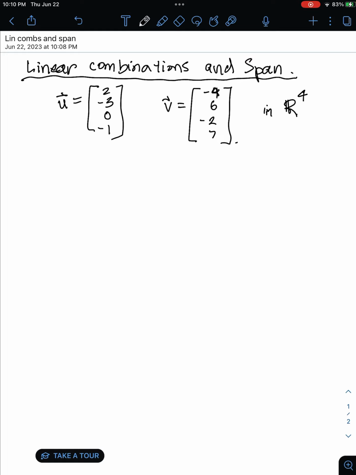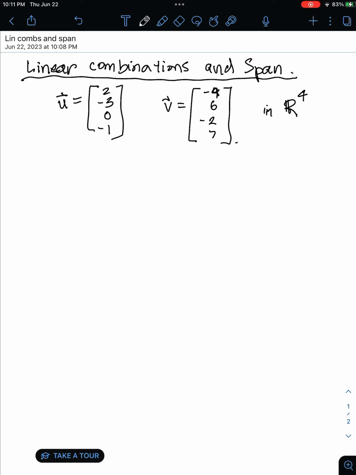And before I go on, some books will call these 4-dimensional vectors because they have 4 components, but I really don't like that because the term dimension will mean something else. Dimension describes something called a subspace or a vector space, and it's confusing if you say that this vector is 4-dimensional because that clashes with the other use of the word dimension, which describes a subspace. So instead I'm always going to call these vectors with 4 components. I think that's less confusing. So you have these two vectors in R4.